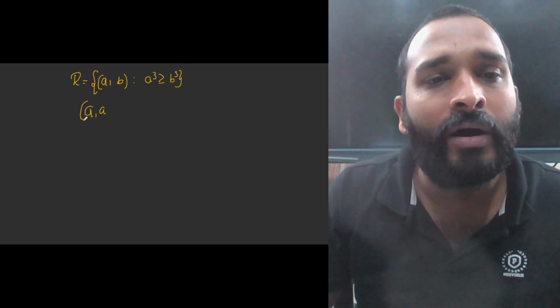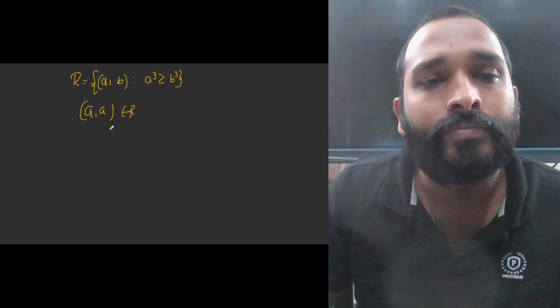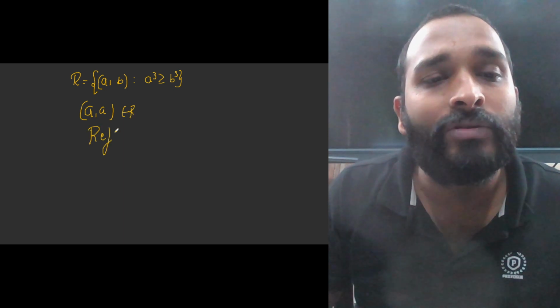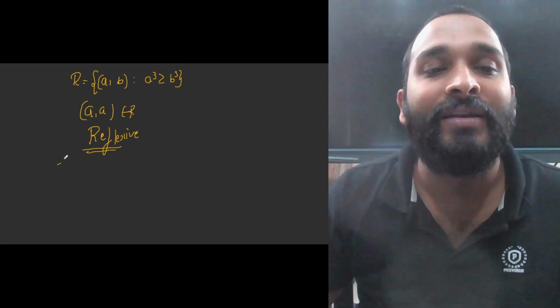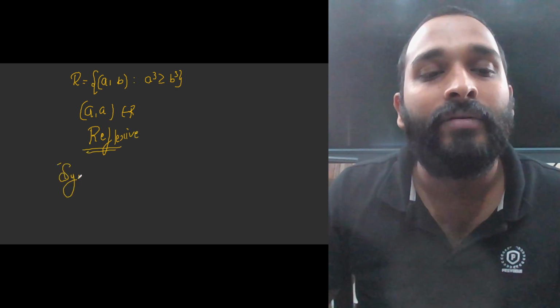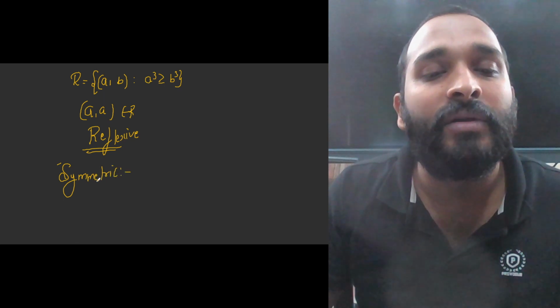Clearly (a, a) will belong to R. So directly you can write reflexive, because the equal to symbol is there. Yes, that is the reason I have taken this example. It is reflexive, right? Now check for symmetry. Is it symmetric? Check the symmetric condition.